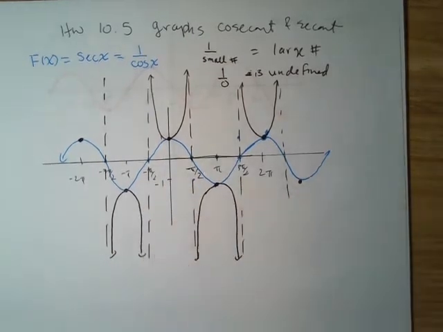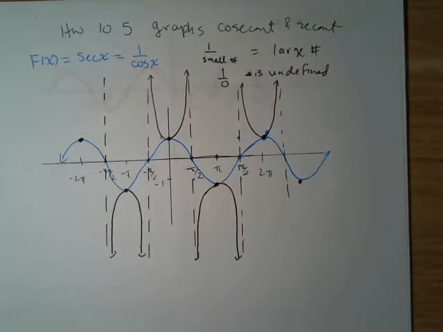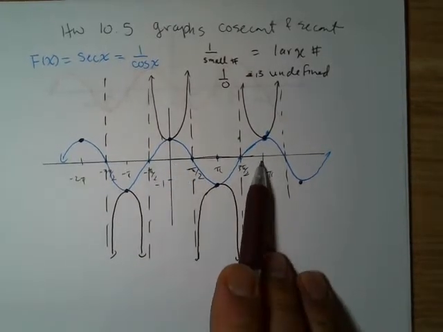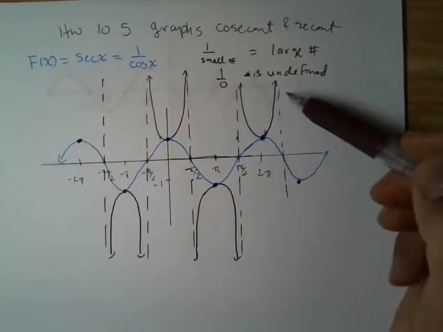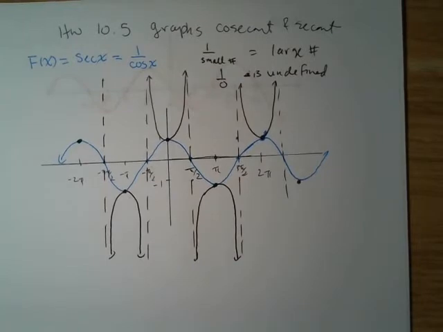Notice, similar to the cosine, it is also periodic. The period is 2 pi, not 2. If we go from 0 to 2 pi, we get one complete graph of the function. Okay, so some properties of our secant function.